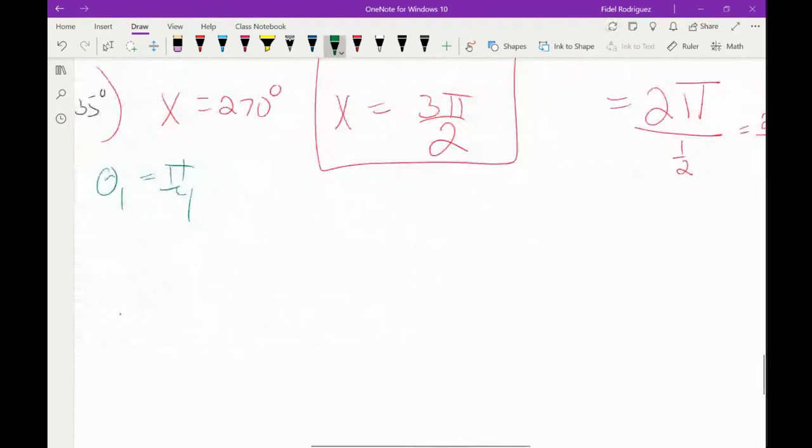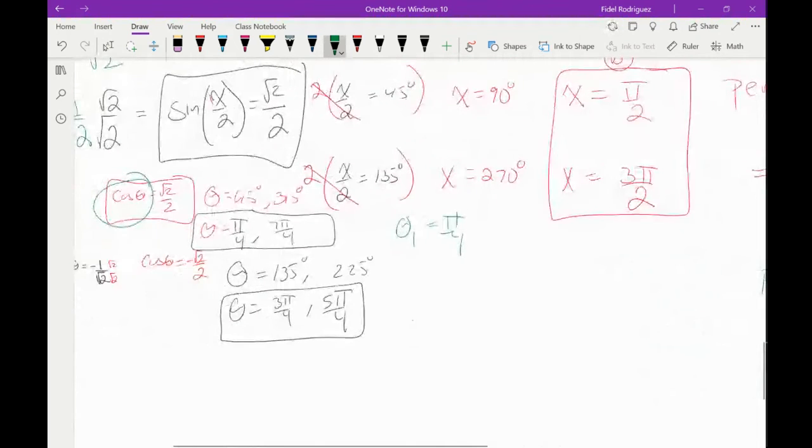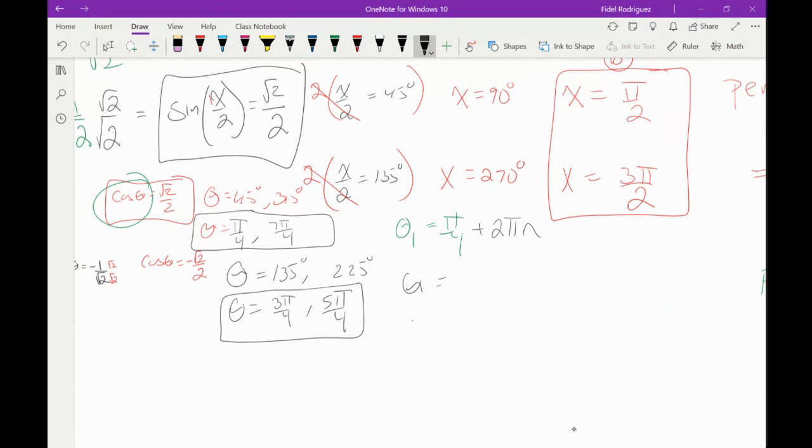So write it out like this, guys. Remember how we find the period? The period is 2 pi over whatever our number b is. In this case, it's 2 pi over 1, which is just 2 pi. Okay, so then what I would do is I'd say, look, if I was looking for my general solution, plus 2 pi n. My second answer, I would say 7 pi over 4 plus 2 pi n.